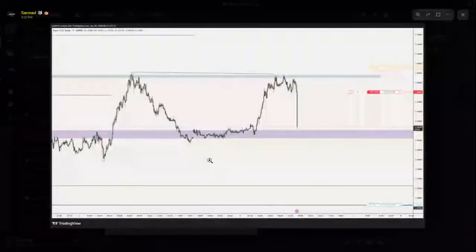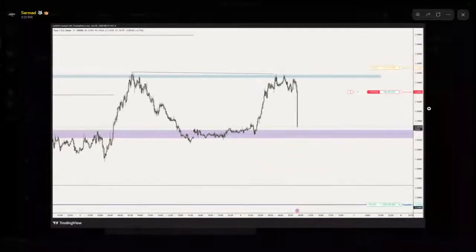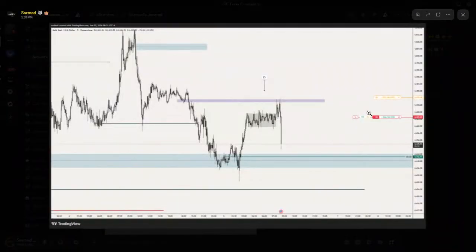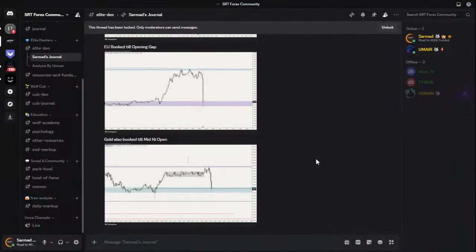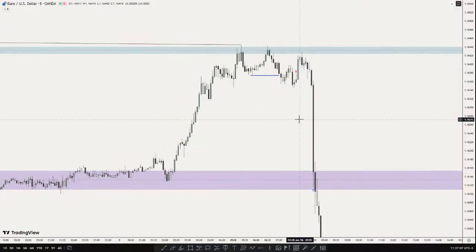These were the executions today. This was USD, and then this was gold, as expected from NFP. Hope you guys understood something.